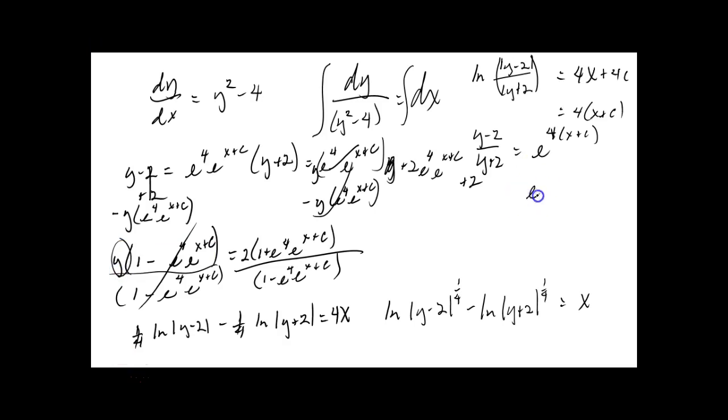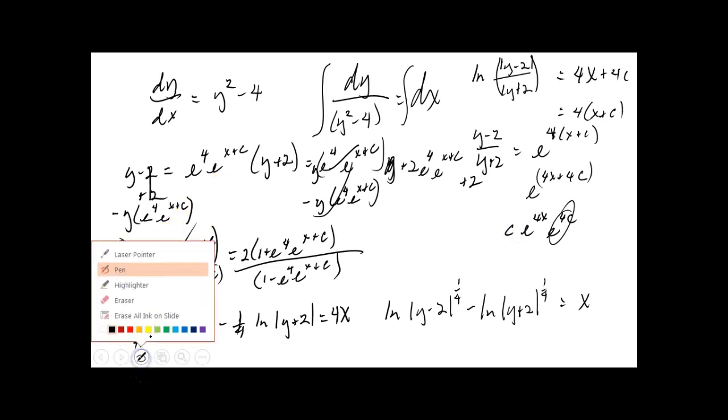This is e to the 4x plus 4c. I just distributed that, right? Now I do e to the 4x times e to the 4c. That's where I should have done that. This is just a constant, which will make c. So everywhere I have that mess, let me write e to the 4c.